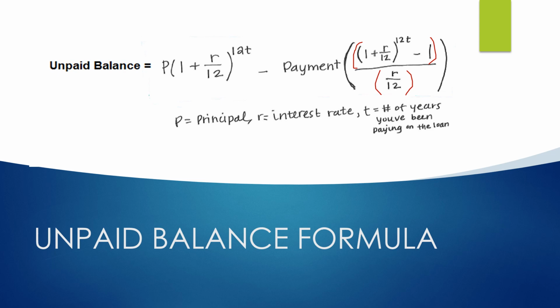Now, very important to note here, P and R are exactly the same as they were in the last formula. P is the principal, R is the interest rate. T is different. T is the number of years that you've been paying on the loan. All right, so not the term of the loan, but how many years you've been paying on it.